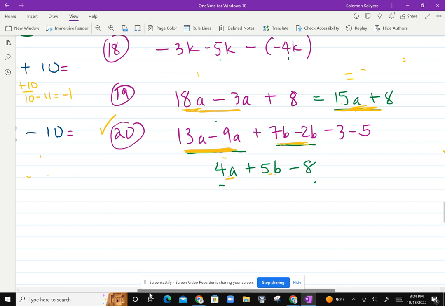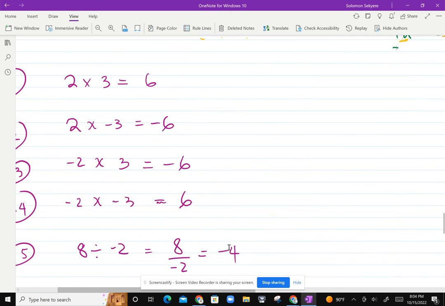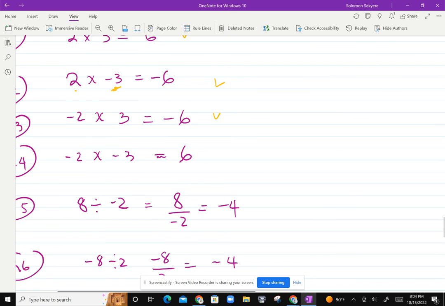And then finally, let's do some multiplication. Okay, so when you multiply two positive numbers, you get positive, right? But when you multiply a positive and a negative number, you get negative. Easy. But then when you multiply two negative numbers, you're going to get a positive number.